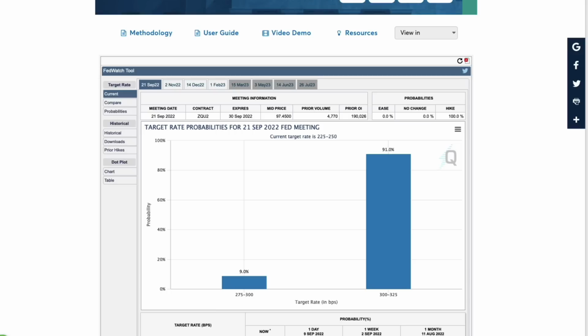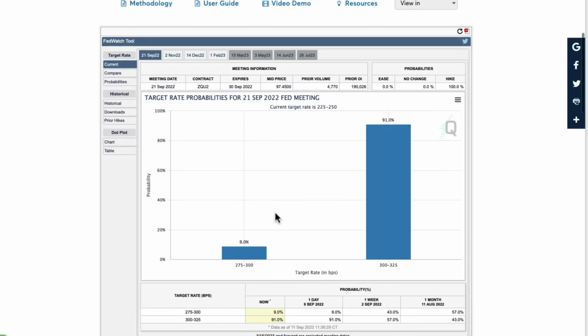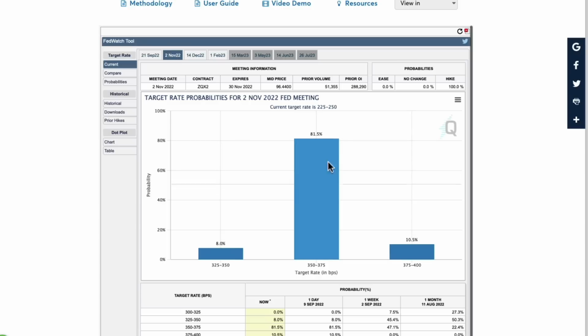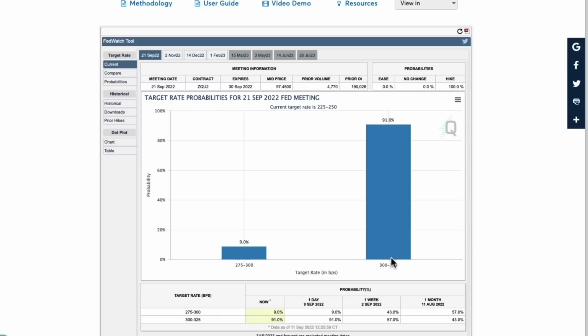Let's go through a number of sites here. This is the Fed Watch tool. I've already shown you this before, so we can see exactly what we're looking at for September. This is the 75 basis point move. There's the 50 basis point move. If we move over to November, November has most of the weight on a 50 basis point move. Because if we go back to September and we get 75, we're at 300 to 325. A 50 basis point move would be 350 to 375.